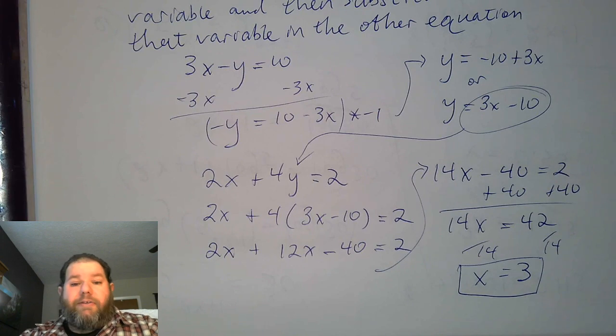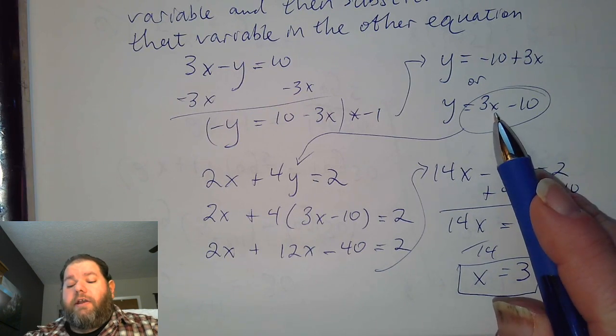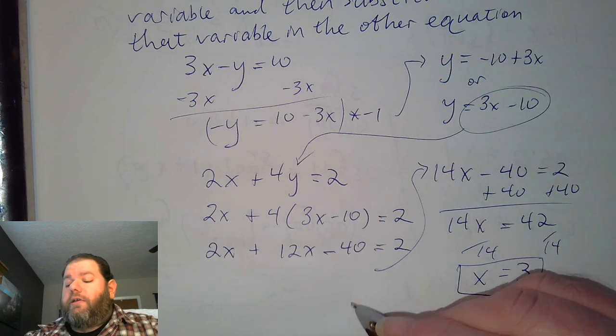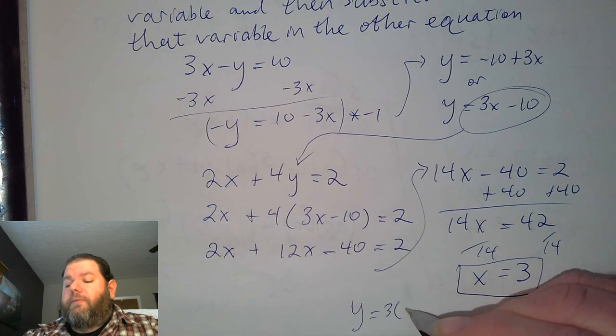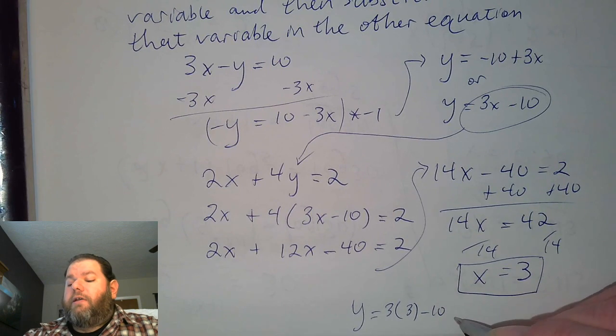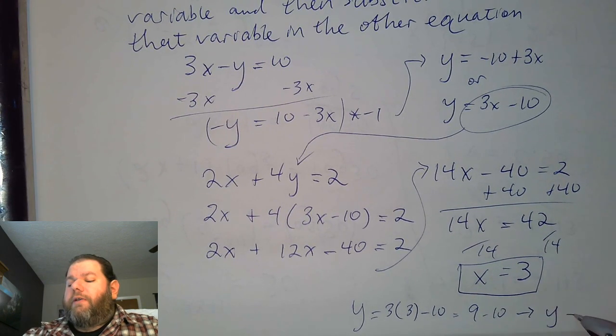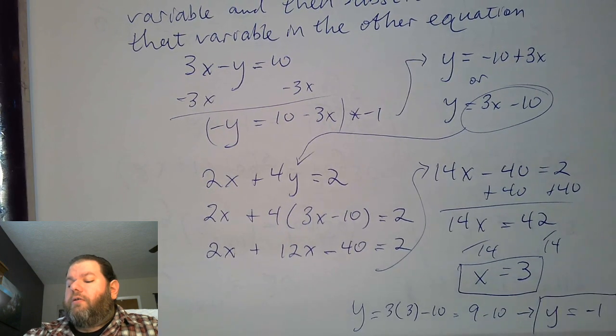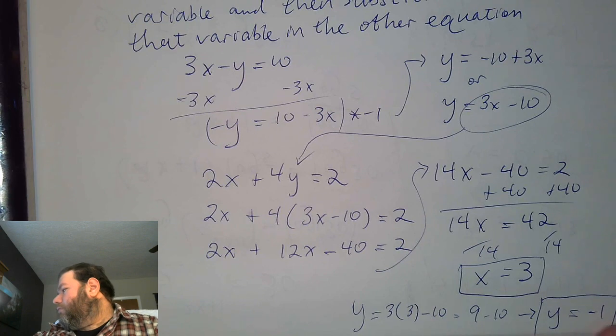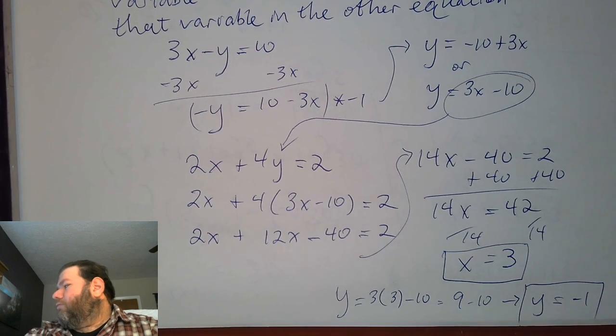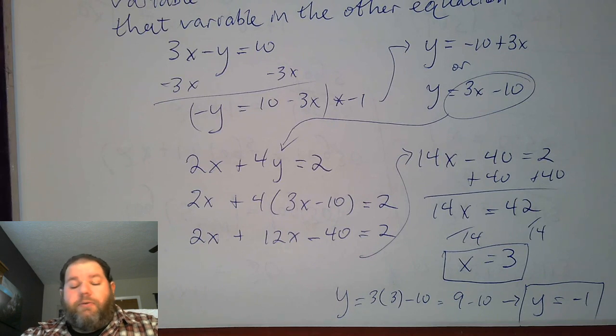Now, x equals 3 is half of our answer. Plug x equals 3 back in here, and we'll solve for y. So y equals 3 times 3 minus 10. So it's 9 minus 10. So y is equal to negative 1. And so we end up with our solution, x equals 3 and y equals negative 1.